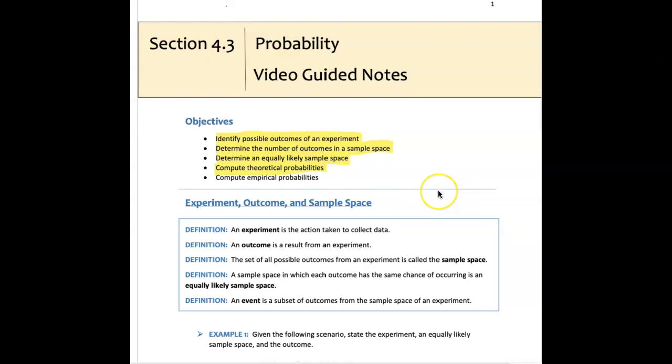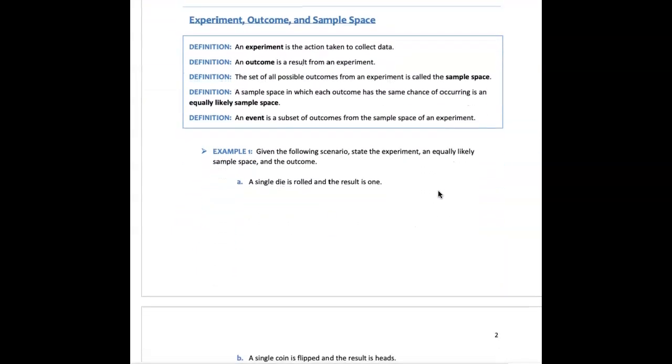So before we begin these examples, some definitions are necessary. The first definition is simply, what is an experiment? An experiment is any action taken to collect data. For example, your experiment could be to flip a coin. Now there are many examples of experiments, right? This is just one. An outcome is a result from the experiment. To continue with our flipping a coin example, an outcome could be heads, right? That is one of the results that could happen when you complete that experiment.